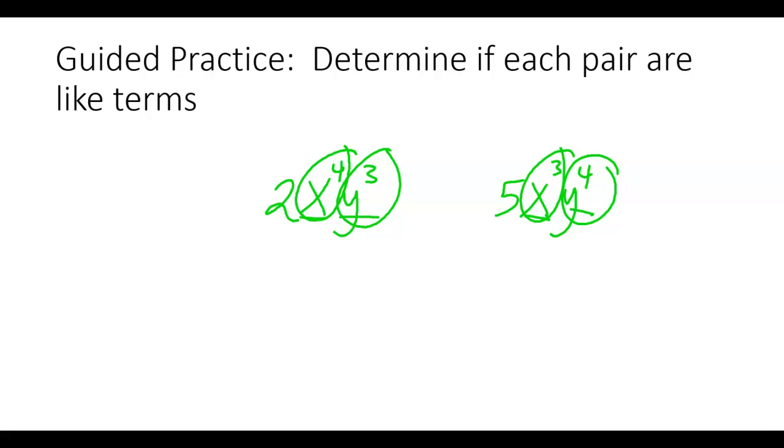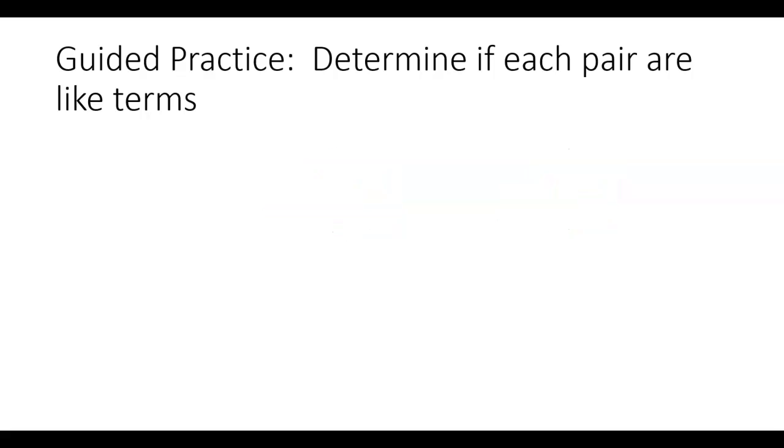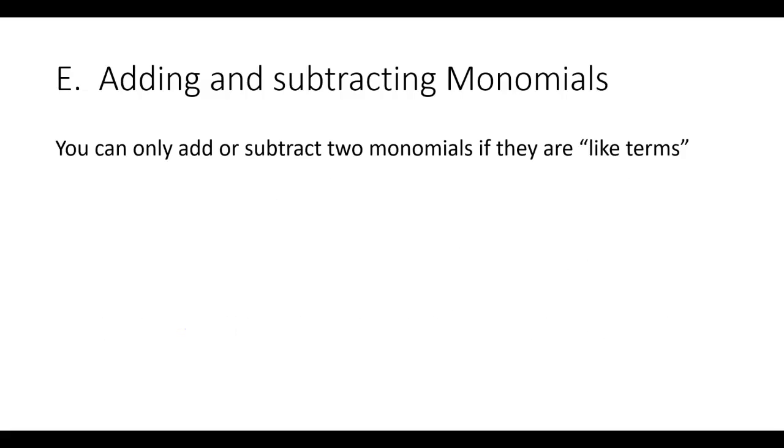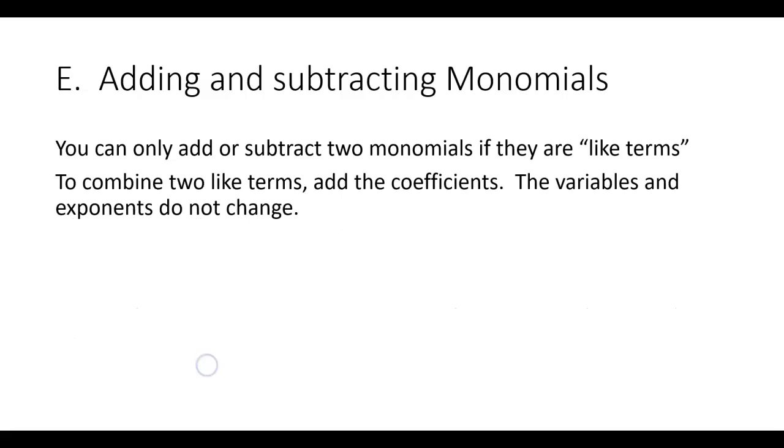Now, why do we care about what qualifies as a like term or not? Well, because that's going to help us with our next topic here, which is adding and subtracting monomials. Okay? So when it comes to adding and subtracting monomials, you can only add or subtract them if they're like terms. Okay? To combine two like terms, all you do is add their coefficients. The variables do not change.